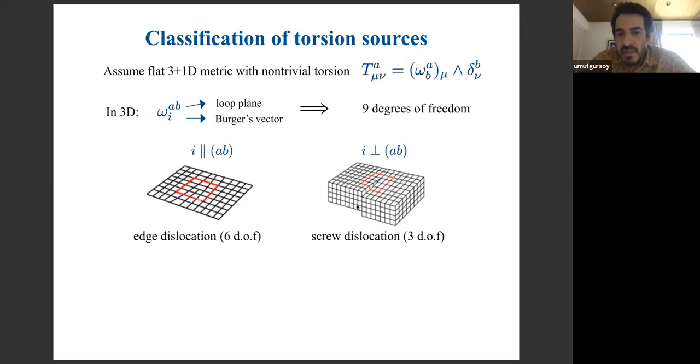And there's also the other kind of dislocation that you can talk about, which is called the screw dislocation, and that has only 3 degrees of freedom, where the Burgers vector is perpendicular to the plane of the loop that you are closing. So in that case, the angle of the vector is not a degree of freedom; it's fixed. The length is a degree of freedom. So there are 3 different planes. There are 3 different degrees of freedom. So this is the total 9.